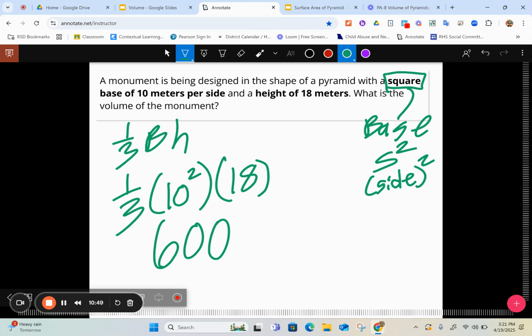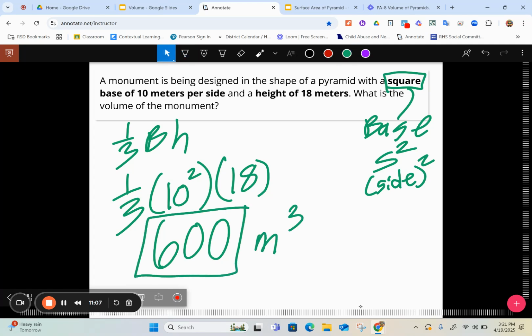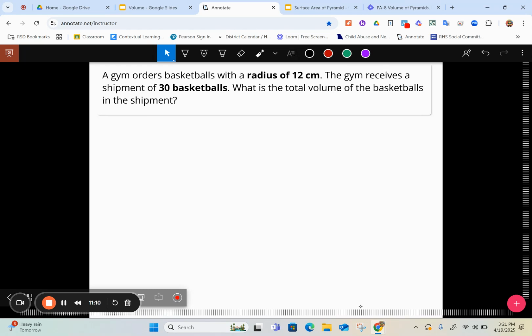So let's see. 1/3. Let's see how good my math skills are. 10 squared times 18. 600 cubic meters. This is what you would type in. Oh, I have one more. Okay. I wonder how many of these I got.